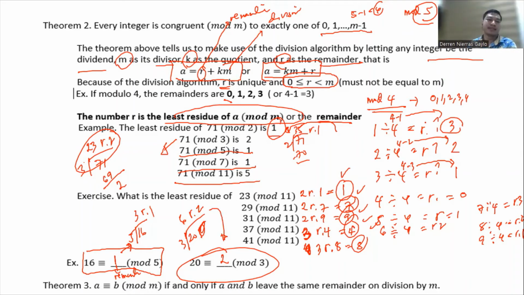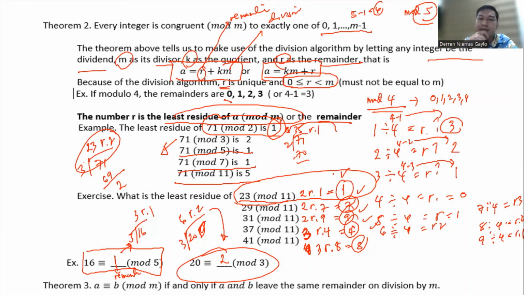So the next theorem is that A is congruent to B modulo M if and only if A and B leave the same remainder on the division by M. So for example, they should have the same remainder, like 23 modulo 11 with remainder 1. If they have the same remainder, that means they are the same.